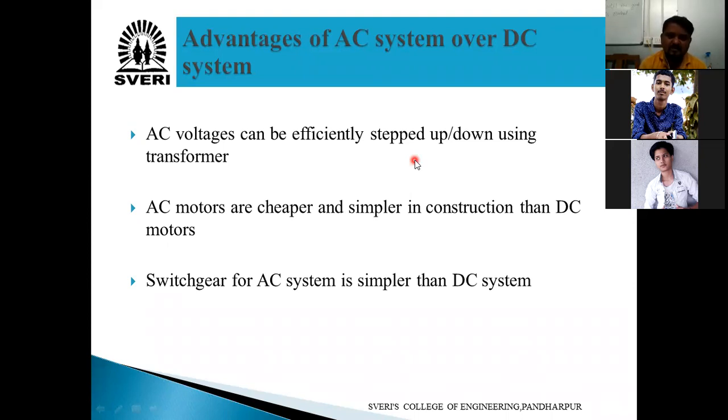So that means again the cycloconverter and all, some DC to DC converters are required. They are very costly. So the transformer is very cheap and it is possible only in AC to step up and step down efficiently. Understood? That is the major advantage of the AC system. AC voltage can be efficiently stepped up and stepped down using the transformer. By using a transformer we can increase the voltage level and decrease the voltage level here. Understood?